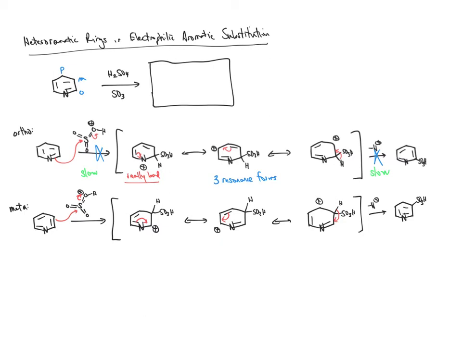And if I look at the resonance forms, I see that there are 3 resonance forms again. And all of them are pretty good, right? We don't have any that are really, really bad. All of them are carbocations, right? Arenium ions on carbon. And so we don't have any really bad resonance forms.